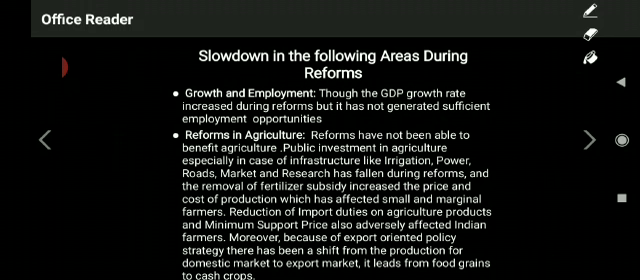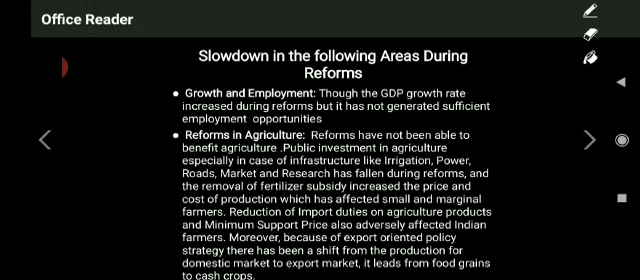Public investment in agriculture, especially in infrastructure like irrigation, power, roads, markets and research, has fallen during reforms. Most of the FDIs did not come forward to invest their own capital in the agriculture sector, especially in irrigation, power, roads, markets and research areas. Due to that, there was no development in agriculture. There was no overall development in the agriculture sector.